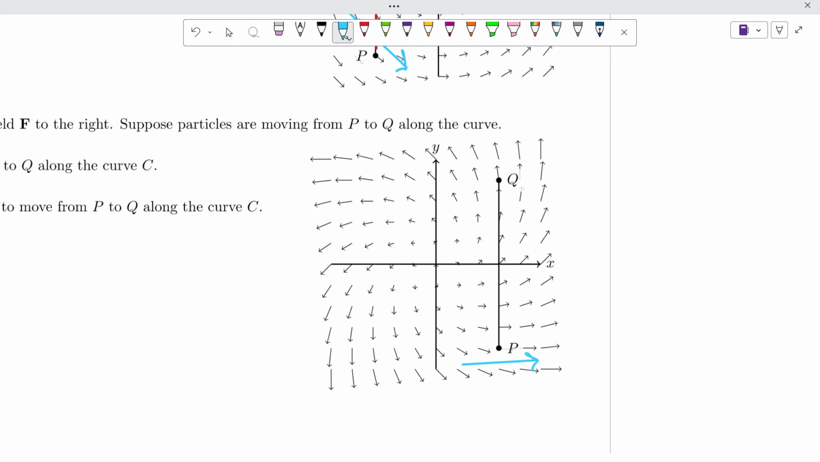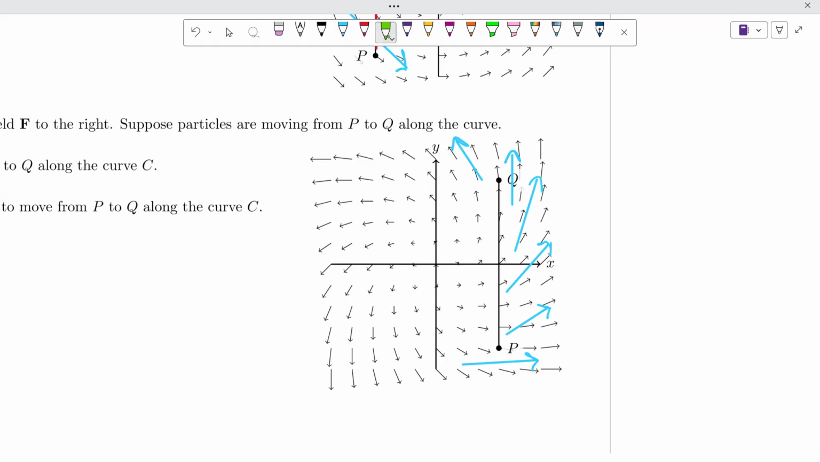Near Q, or at least near the top of Q, it's mostly just going up. If I look a little bit to the left of Q, it's also going left and up. In the middle, it's kind of moving right and up. But as we go, it seems like it's moving more and more up. That's kind of the trajectory of this field.